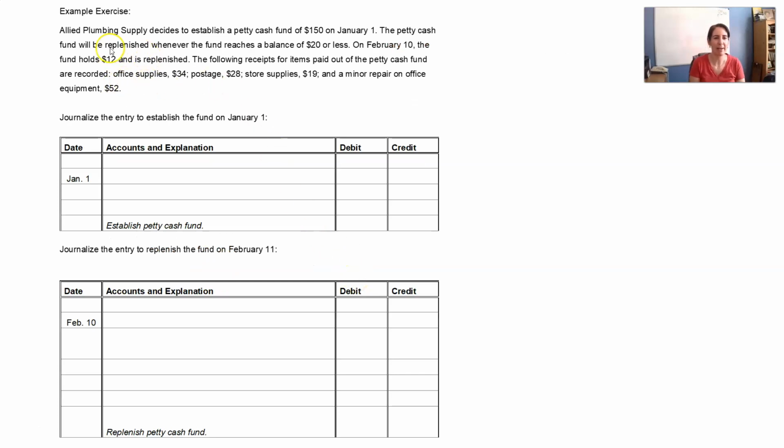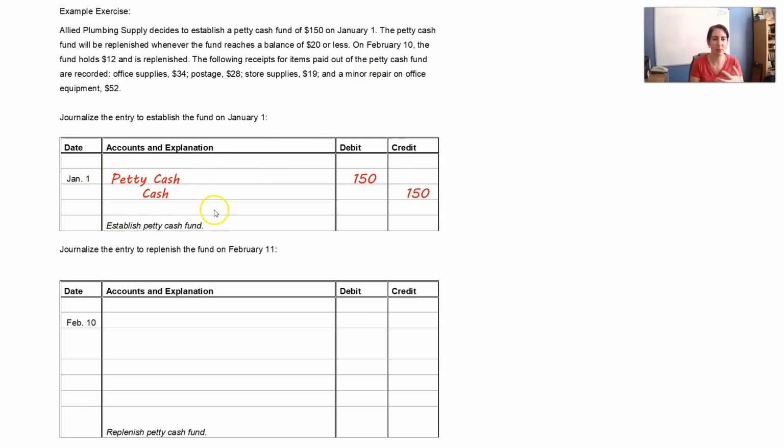All right, so let's look at the journal entries for petty cash. We decided to set up a petty cash fund of $150. So the journal entry for that's easy. Debit petty cash, credit cash. You're taking it out of your regular cash accounts, and you're putting it into petty cash. 150 is a little low, but to each their own. Okay, so now that's January 1st.